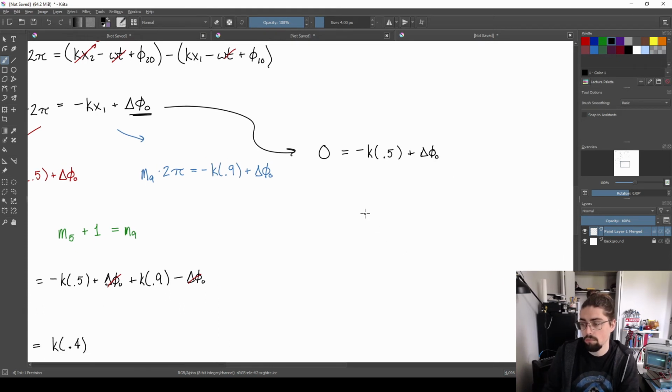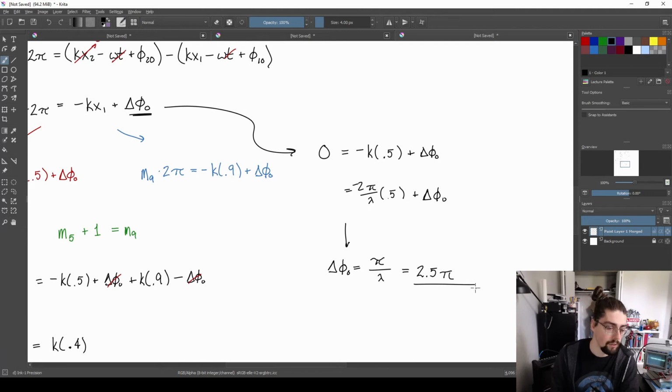What do we end up with here? This is 2 pi over lambda times 0.5, with a negative sign. The 0.5 cancels out with the 2, so this is going to be equal to pi divided by lambda. Lambda is equal to 0.4. This is a 2.5 pi phase difference.